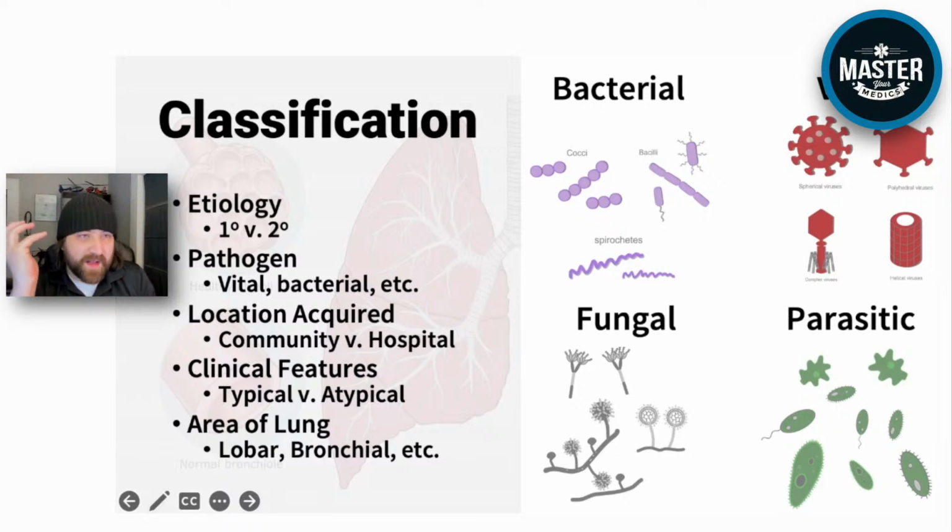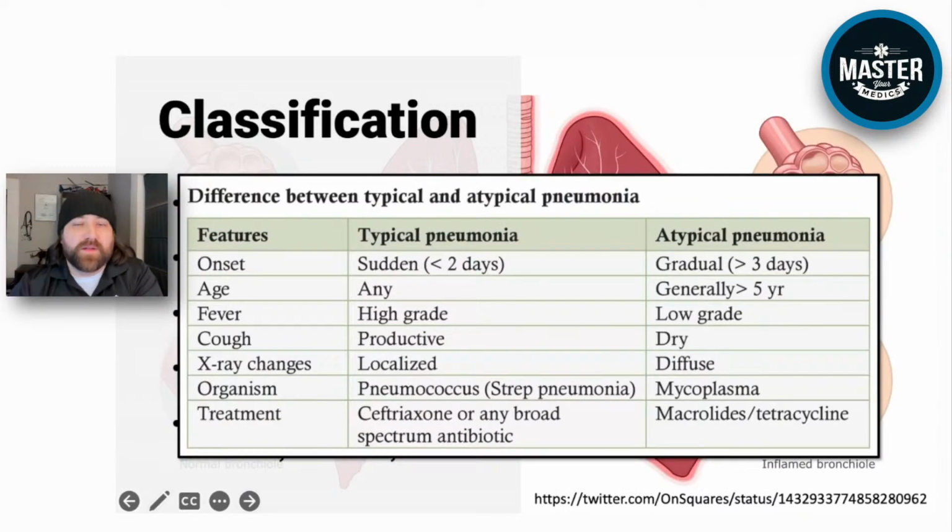So when we think about etiologies and pathogens, there's multiple ways to classify this. Pneumonia is clinically differentiated into typical and atypical based on symptomatology, and that helps to narrow down the source when it comes to treatment.